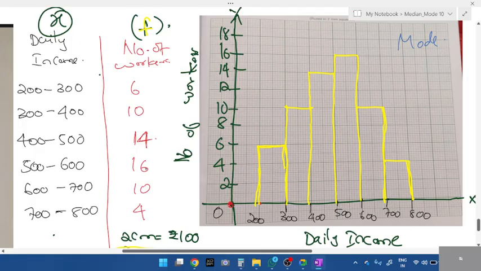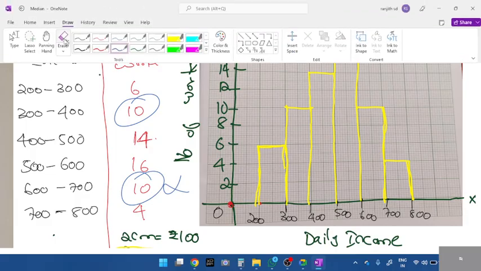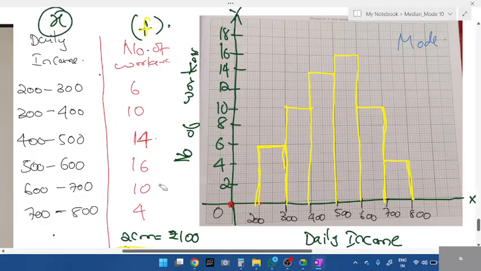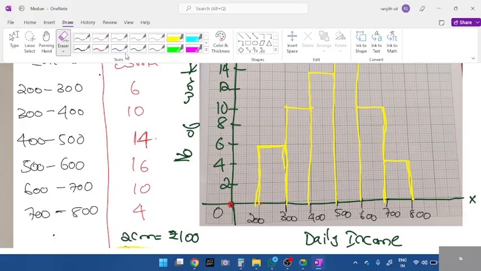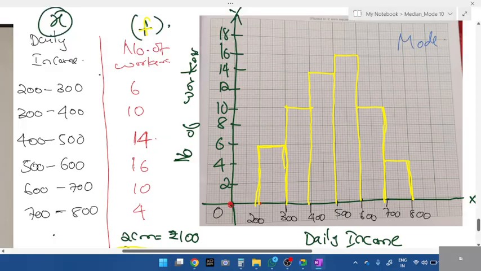Yes. Highest value. I'm not asking which one is repeated more. Which number is repeated more? 10. That is not the answer. I'm talking about highest value. Which is highest? Yes, 16. So don't get confused. For mode, we always take the number which is present more. Highest value 16. Now, for 16, which value is given here?